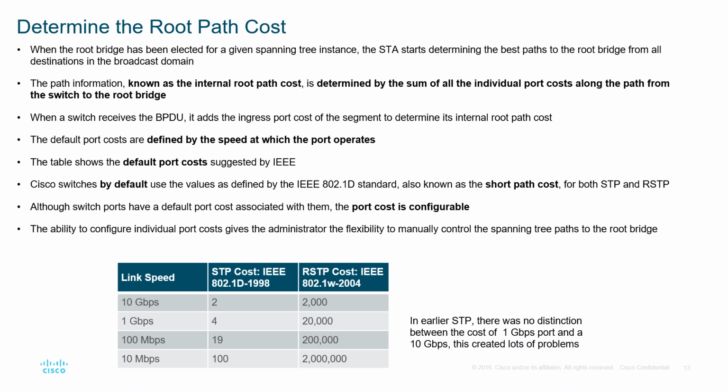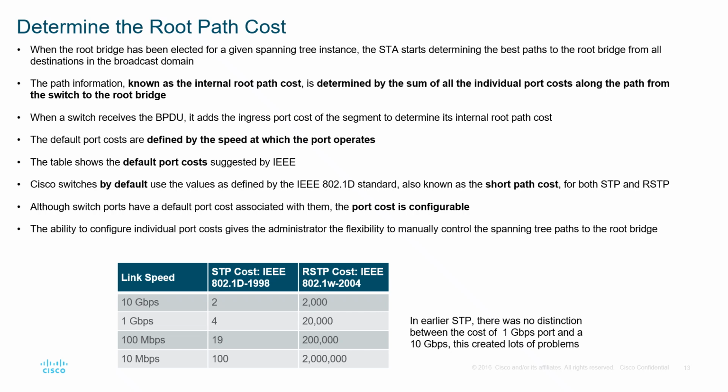The default port costs are defined by the speed at which the ports operate. The table here shows the default port costs suggested by IEEE. Cisco switches by default use these values as defined in IEEE 802.1d, also known as the short path cost for both STP and RSTP. Although switch ports have a default port cost associated with them, we again can change it to something that we want to force the election on.